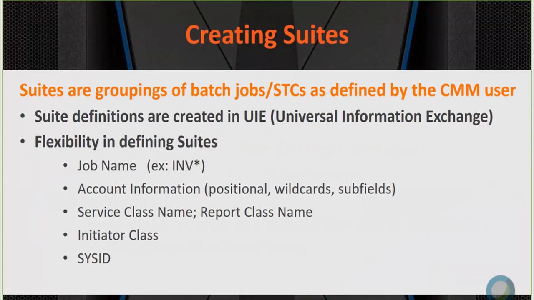Now you can also use account information, which can be positional. You can use wildcards. You can examine the subfields for that information. And in addition, service class names, report class names, initiator class, and sysid. So with all of these options in defining suites, it's generally possible to get a suite that is defined that represents the flow of activity for a particular business process that you're interested in.